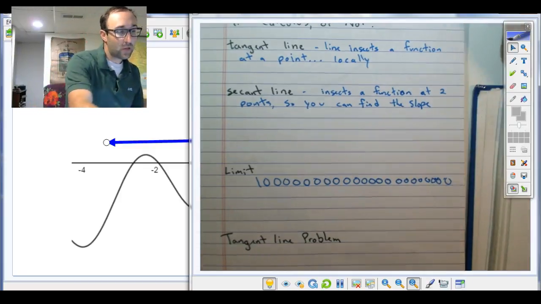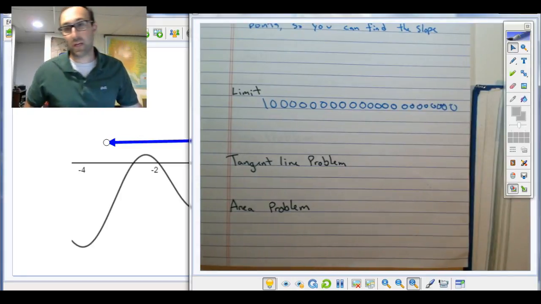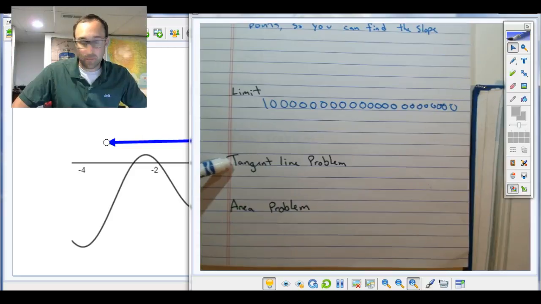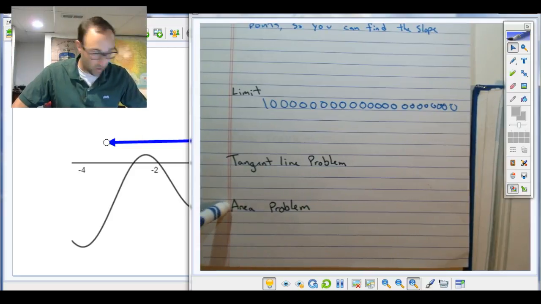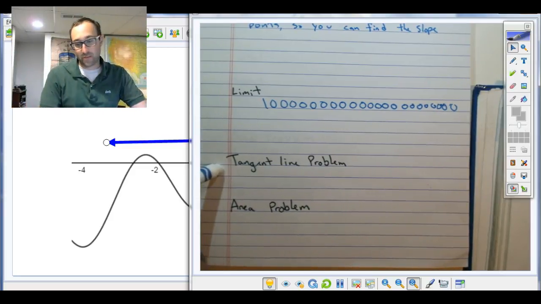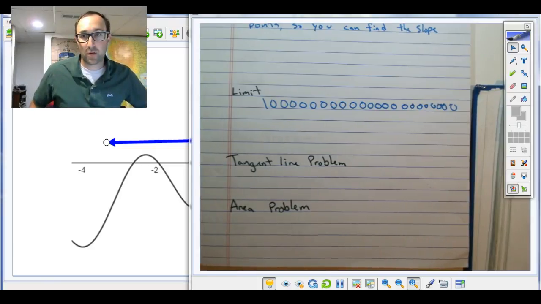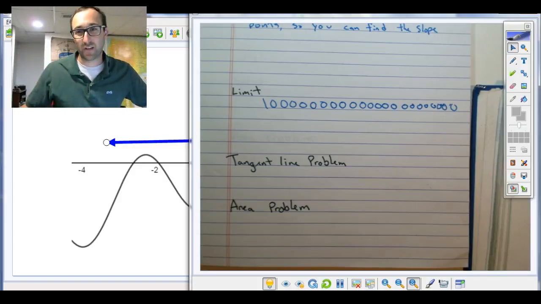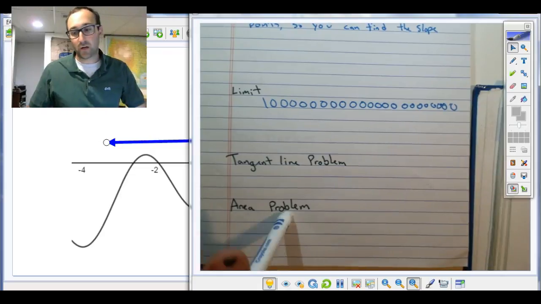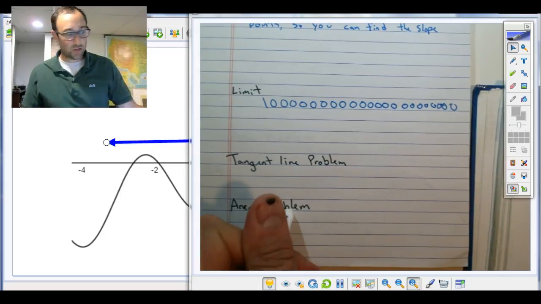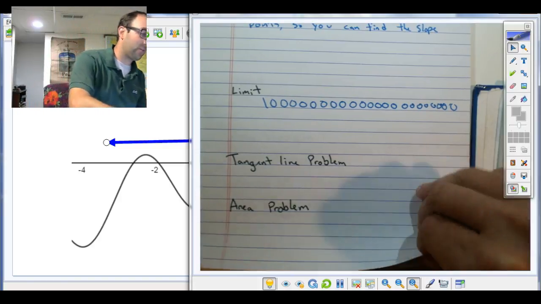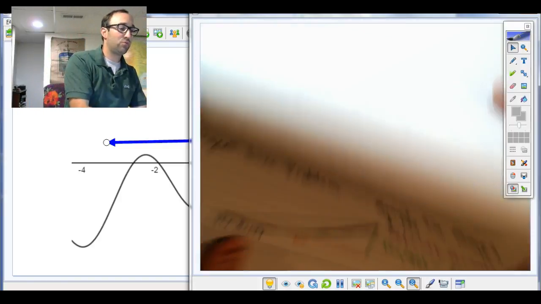All right, 2 big things that are really important in calculus, and we're going to show you some examples today, are tangent line problems and area problems. Tangent line problems are very helpful, but we don't have to worry too much about it before, because we're going to do a lot of the stuff here. And area problems are something that's going to be more with integration. So this is more differentiation, this is more integration. So let's look first at the tangent line problem.